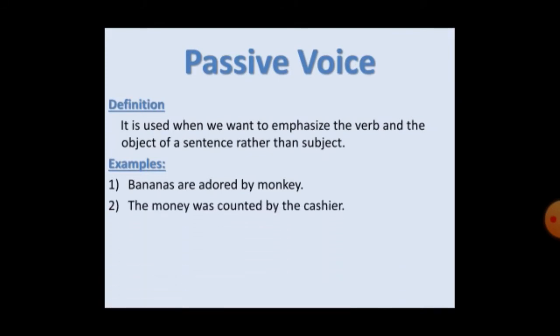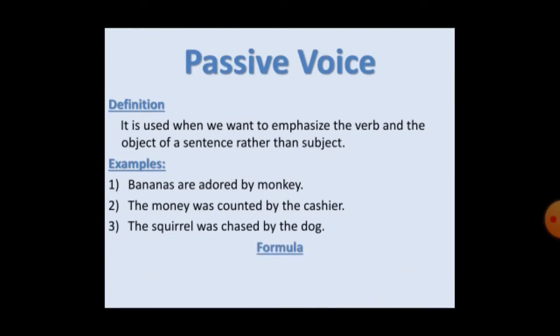And the money was counted by the cashier. The money is the object, but when we make passive voice we put the object first, then we put the helping verb, then we always use the third form. After the verb we use the preposition by, before that the agent, and then the agent. The squirrel was chased by the dog.